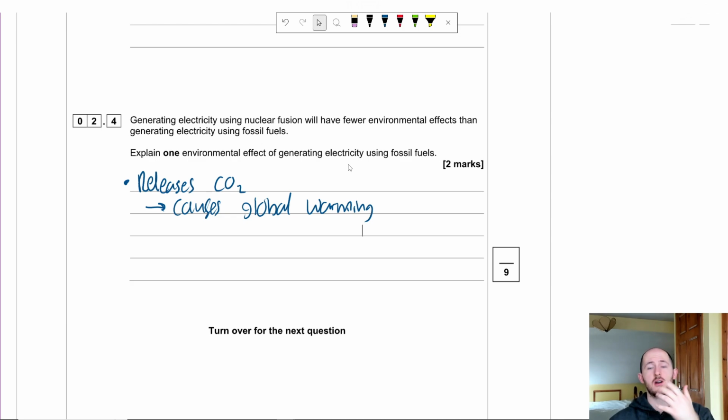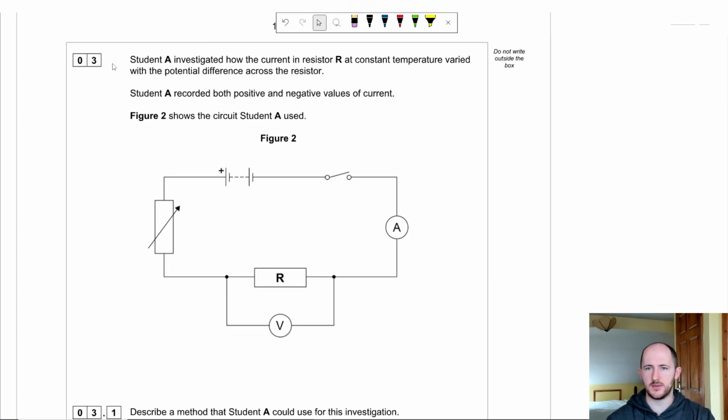It can release sulfur dioxide, which causes acid rain, so that's another 2 marks. Releases nitrogen oxides, which can again cause breathing problems, or causes acid rain. But I think this is probably the one that most of you are most familiar with, which makes complete sense. Okay, and now we come to our first 6 marker.